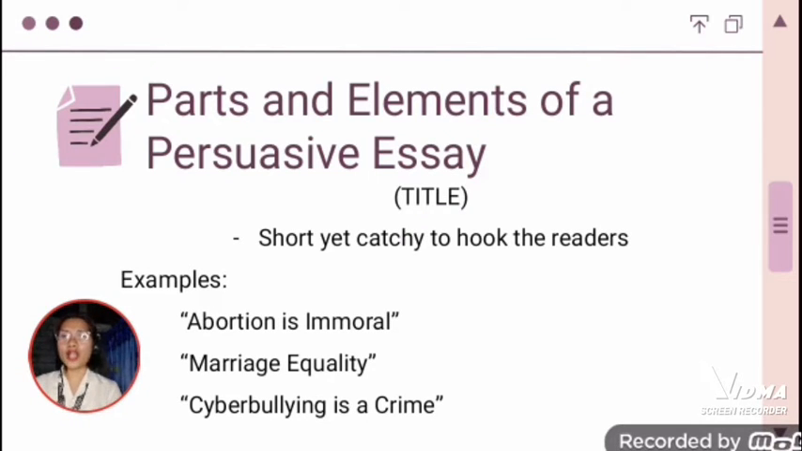We all know that the title is the first thing that any reader will read. So it should be catchy and concise. And here are some examples of persuasive essay titles. We have "Abortion Is Immoral," second, "Marriage Equality," and "Cyberbullying Is a Crime." Those are examples of short yet catchy titles.